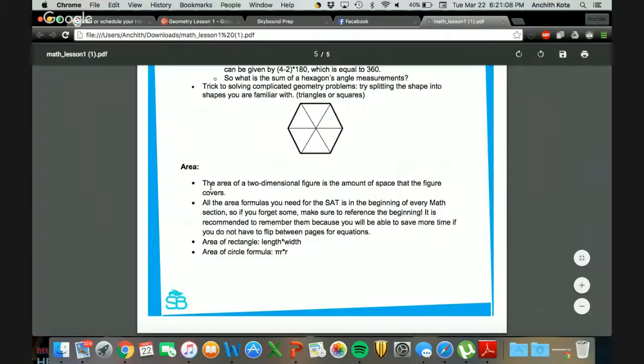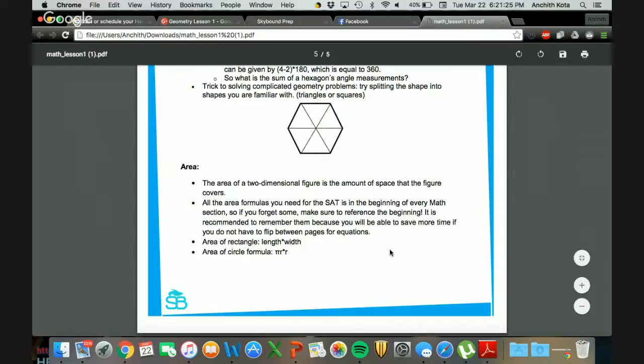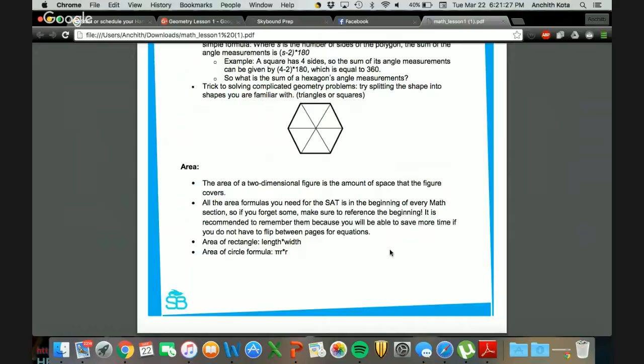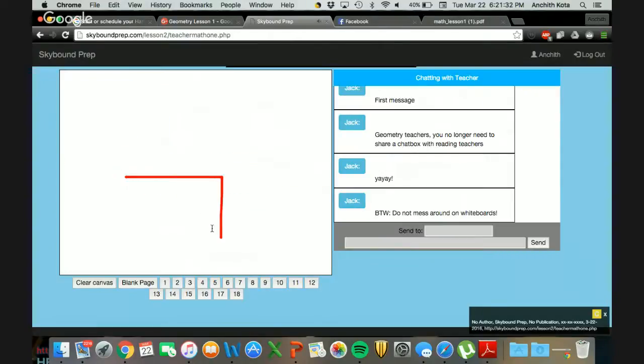Okay, so area. The area of a two-dimensional figure is the amount of space that the figure covers. So if you think of the side length or the perimeter as a border, the area is everything inside of it. So the area formulas are in the beginning of every math section, so it's easy to look for if you need to reference it, but it's probably better if you don't have to because you can save time. And then the area of a rectangle is just length times width. So if I have a 3 by 5 rectangle, I just multiply 3 by 5. I get 15. So that's pretty easy for rectangles.